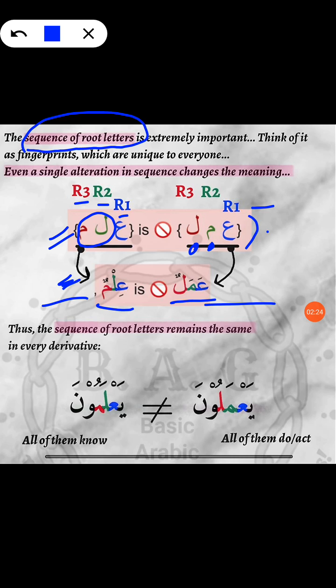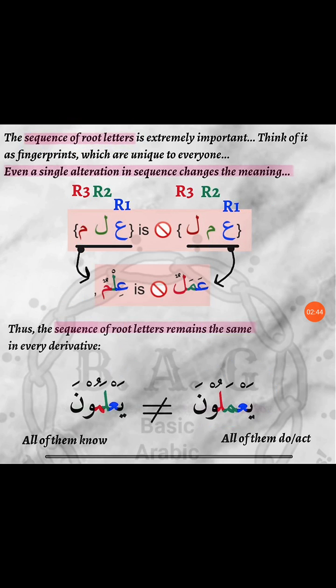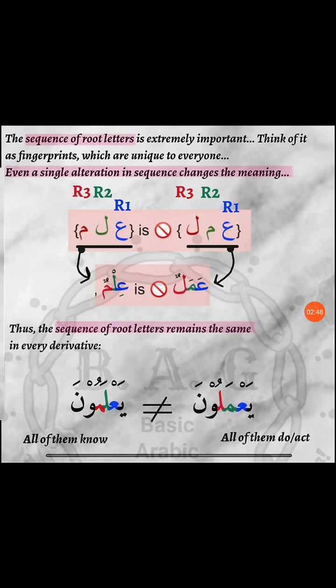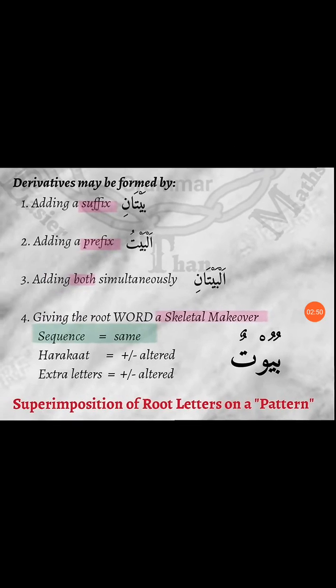And this sequence of root letters remains the same in every derivative, as you can see here as well. Ya'lamuna is something that we got from here, okay, they all know. And ya'maluna is something that we got from amalun. All of them do or act. Okay, so this is something really important and we need to take care of this. And we should be very vigilant of this thing, that the sequence of the root letters remains the same.